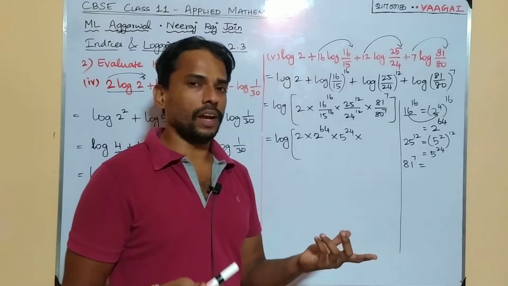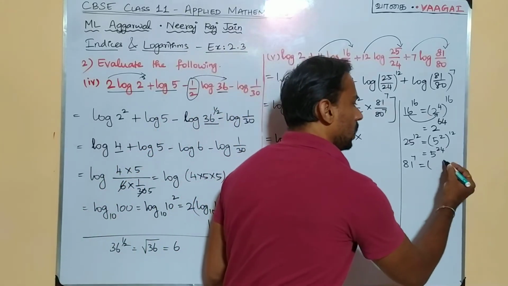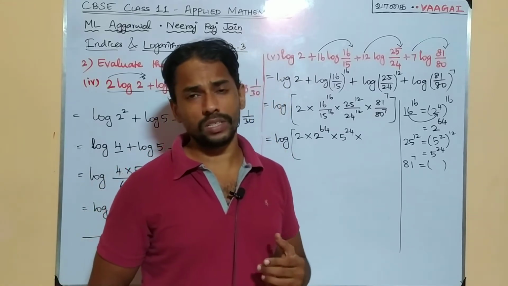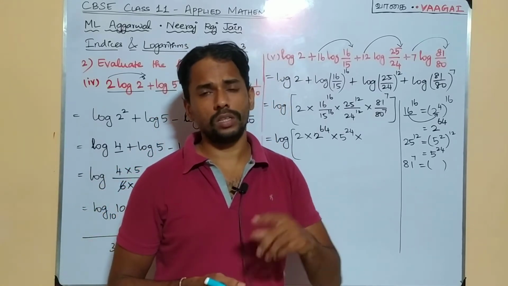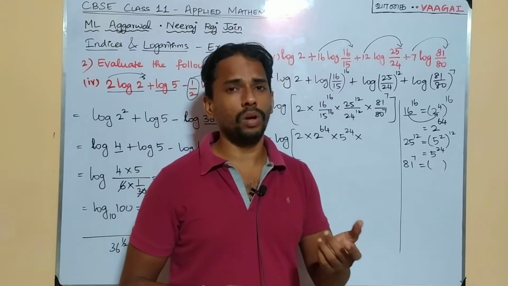Is it or not? I can very well do that, right? So just think of this 81. 81 can be written as 3 power what number? Just think of and see. 3 power 1 is 3, 3 square is 9. Then 3 power 3 is 27. 3 power 4 will be 81.